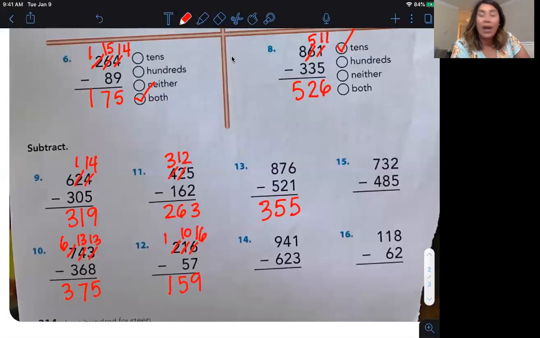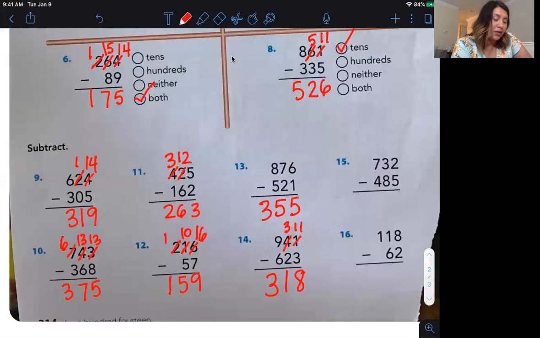Right off the bat, I know I cannot do that. So I'm going to borrow. 4 becomes 3. 1 becomes 11. 11 take away 3. 11, 10, 9, 8. 3 take away 2 is 1. 9 take away 6 is 3. 313. Very good. All right, 2 take away 5.